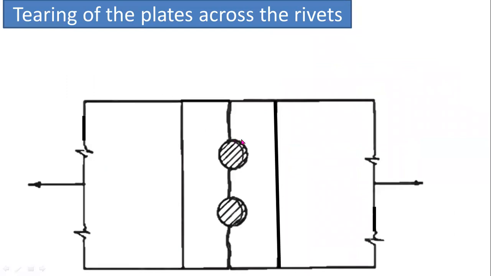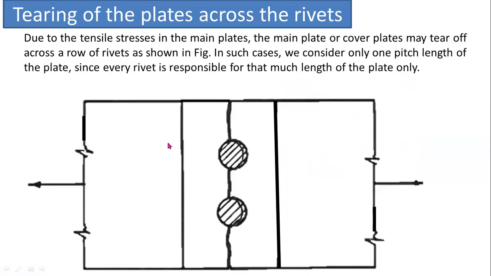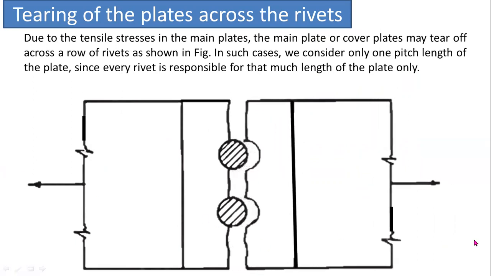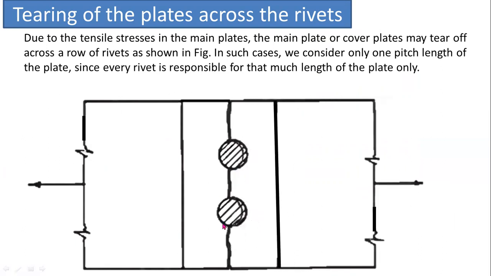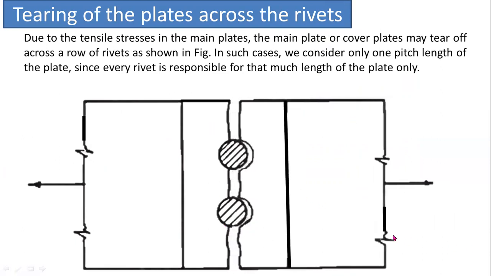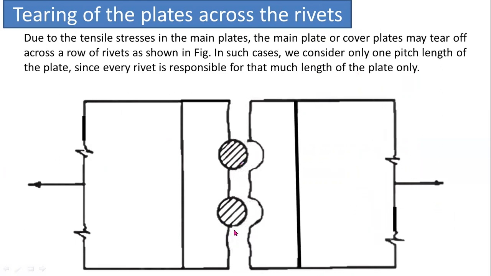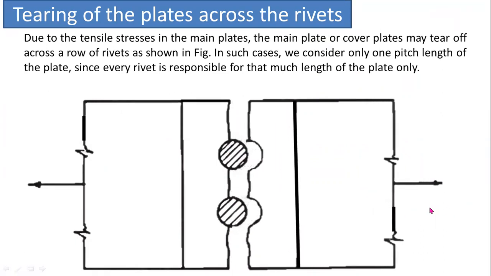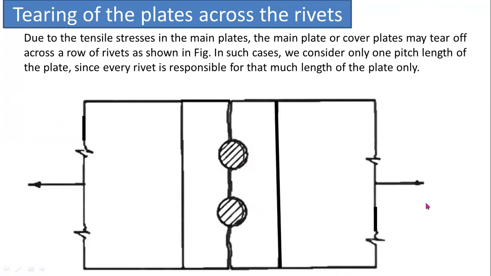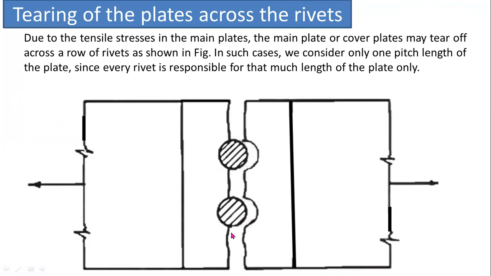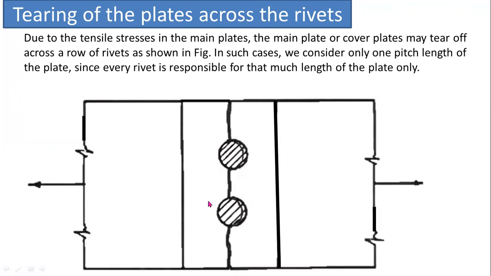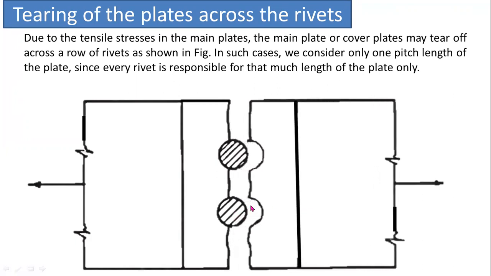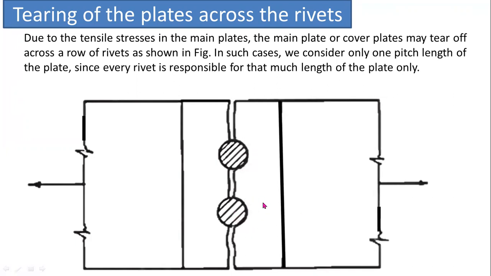Second failure, tearing of the plate across the row of rivets. Due to the tensile forces in the main plates, the main plate or cover plates may tear off across a row of rivets, as shown here. In such cases, we consider only one pitch length of the plate, since every rivet is responsible for that much length of the plate.